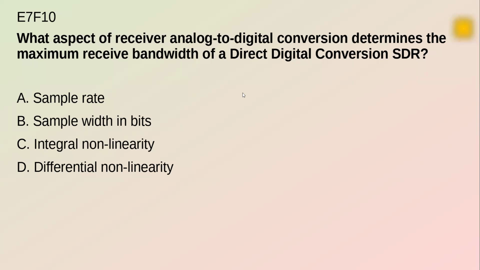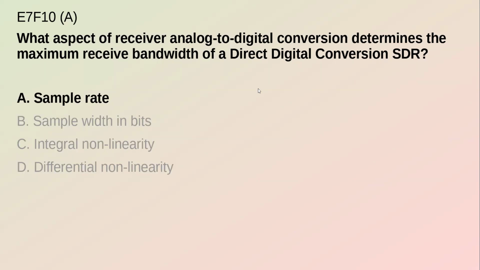What aspect of receiver analog to digital conversion determines the maximum received bandwidth of a direct digital conversion SDR? And the key there was the direct digital conversion, because some of the other forms of SDR are a little bit more complicated. And the sample rate on the A to D isn't the biggest factor as far as the maximum bandwidth.